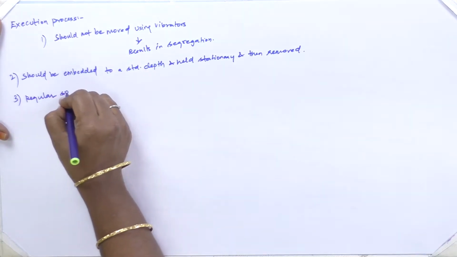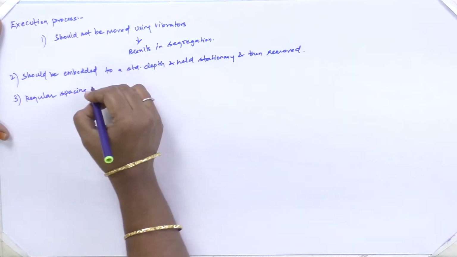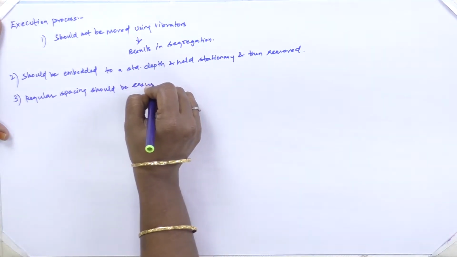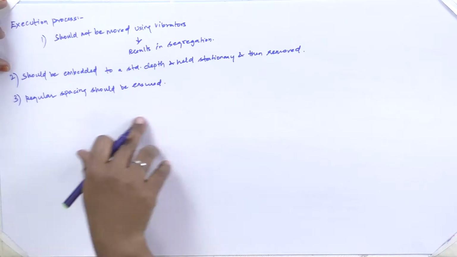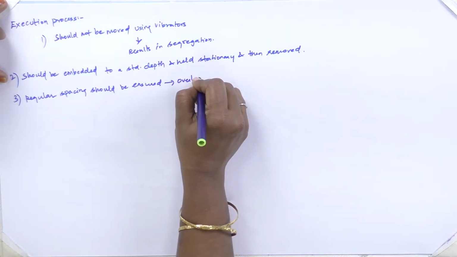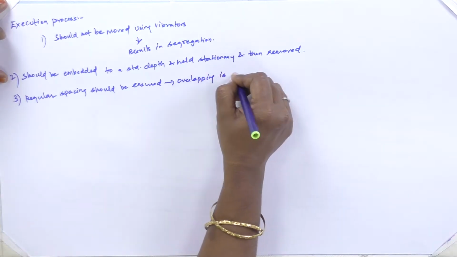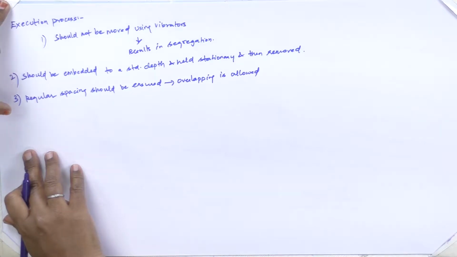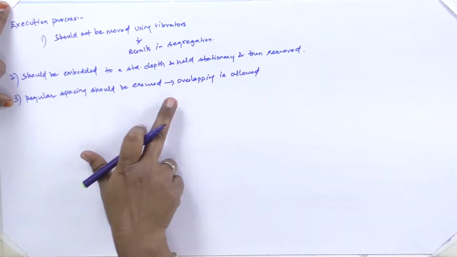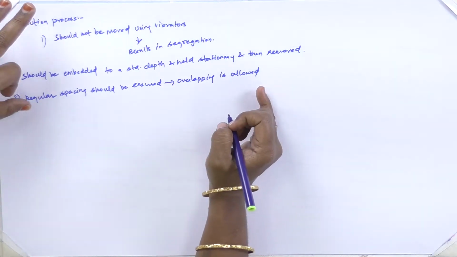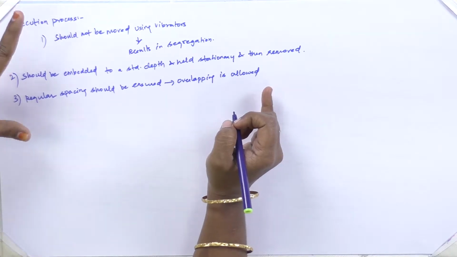Regular spacing should be ensured. Overlapping is allowed. And this regular spacing should be ensured so that complete compaction can be achieved.